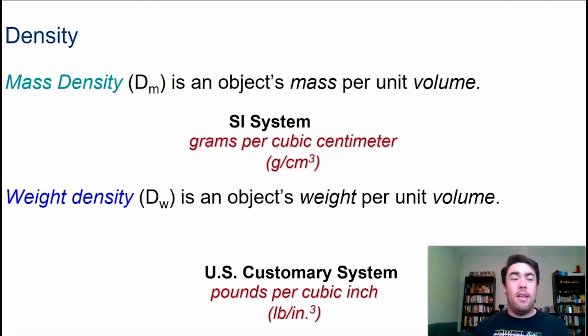That brings us to density, and there are two types of density that we use in this class. First is mass density, which is an object's mass per unit volume. In the SI system, that's grams per cubic centimeter. And weight density is an object's weight per unit volume. In the US customary system, that's pounds per cubic inch.